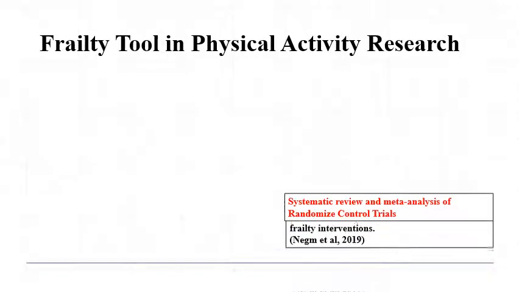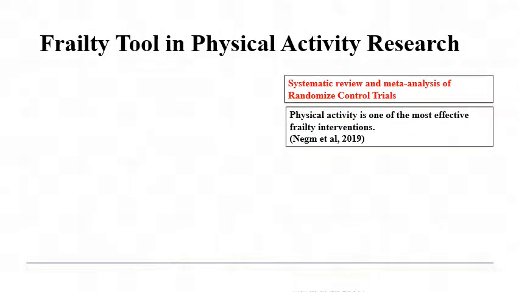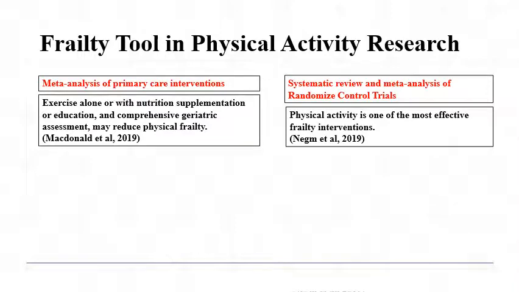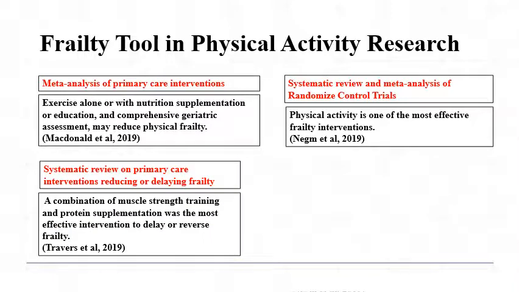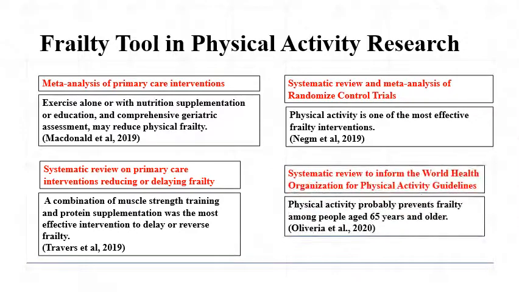To date, physical activity interventions are the most promising method for mitigating frailty. Recent systematic reviews and meta-analysis support this. For example, in 2019, a systematic review and meta-analysis of randomized controlled trials stated that physical activity is the most effective frailty intervention. However, how frailty is measured in these studies may be something we need to consider.